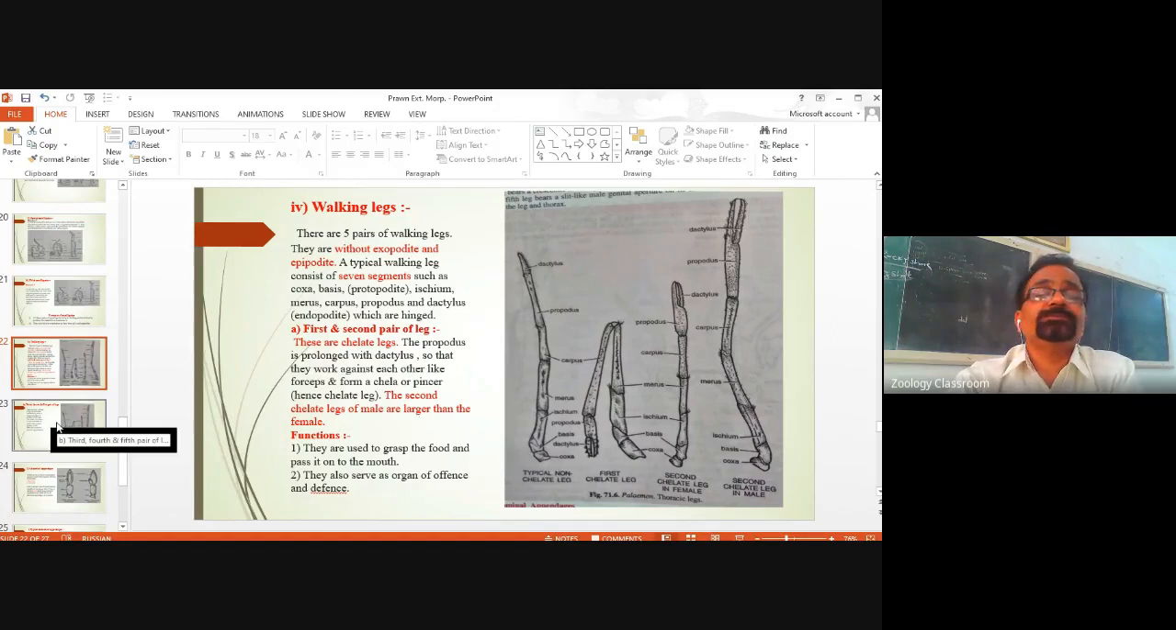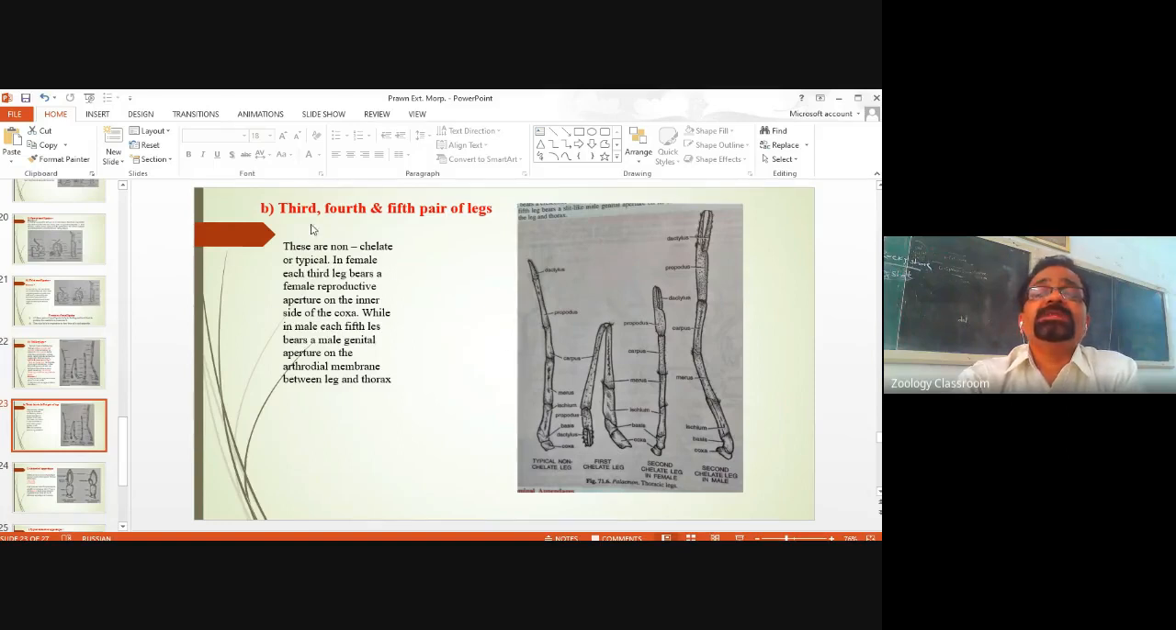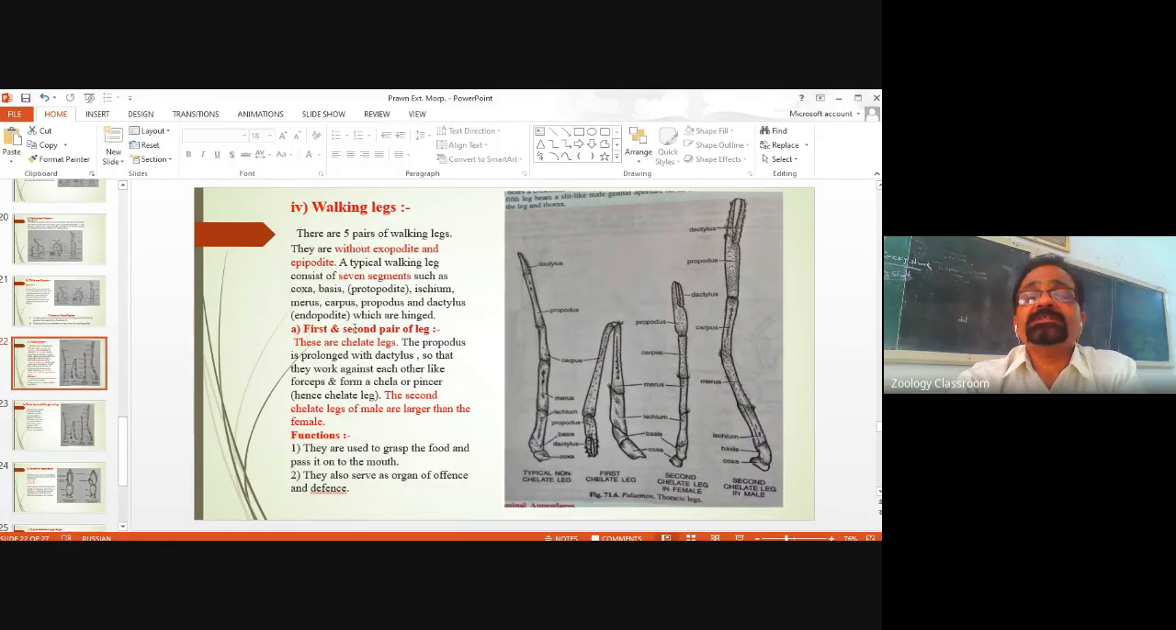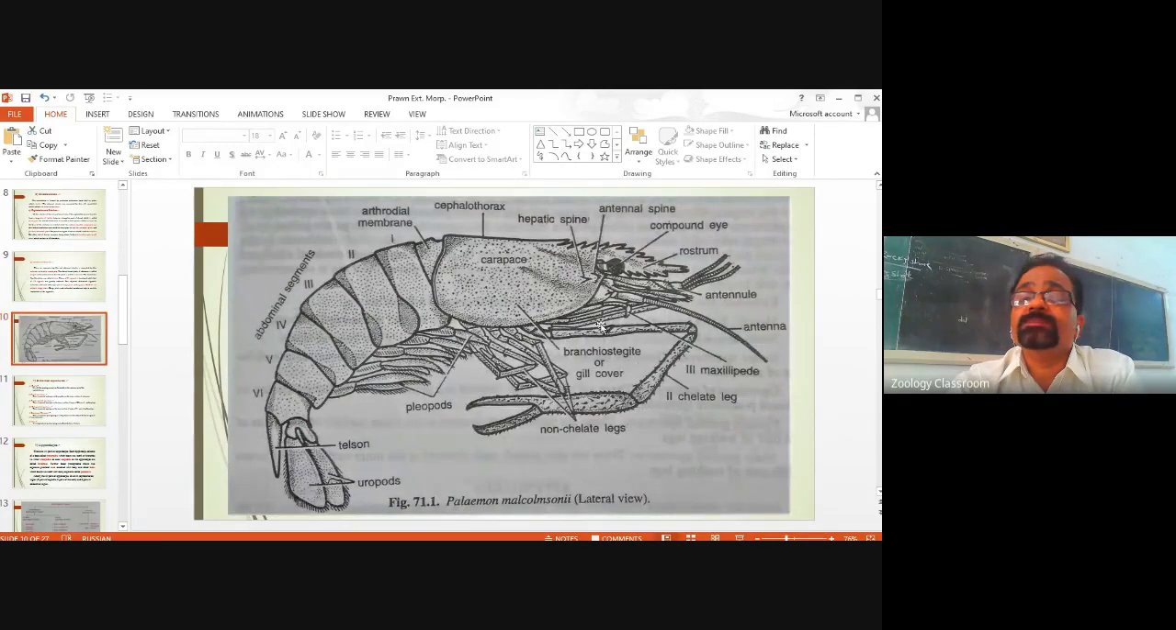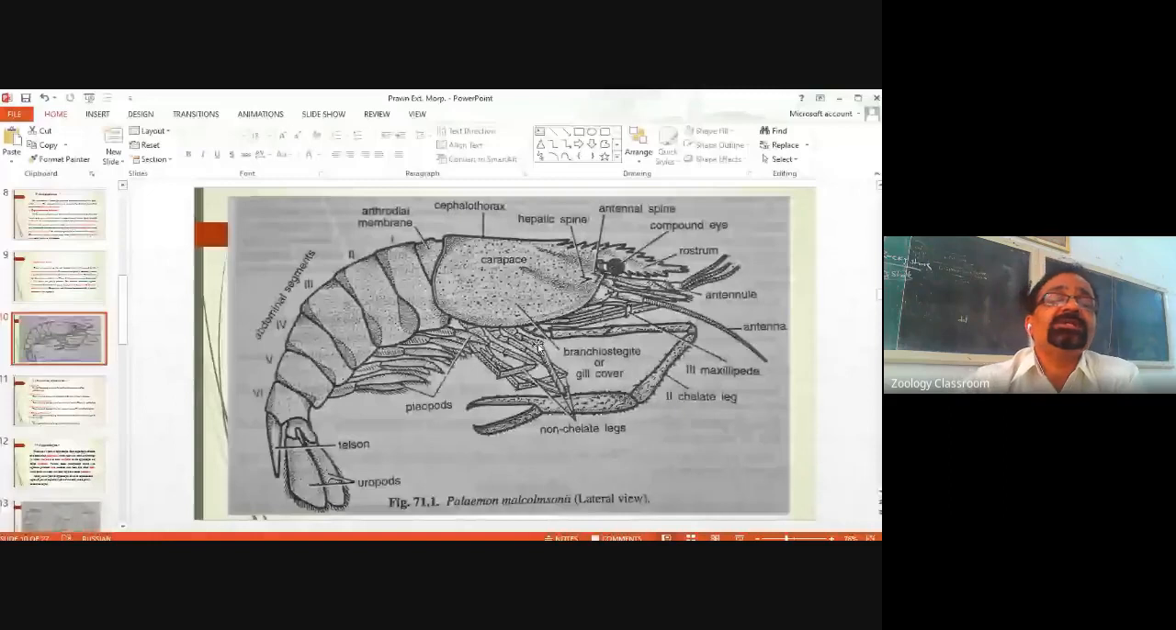Okay, now the second one. Now see, third and fourth, what have we mentioned here? First and second only, the first and second are chelate. See here in the diagram too. Yes, this is the second. Can you see a tiny pincher at its tip? Can you see this forceps-like structure at the terminal end? So this first one is much larger, and you can see the pincher chela of this leg prominently as it is large. But as we are talking about the second one, the first one and second one are the chelate legs.